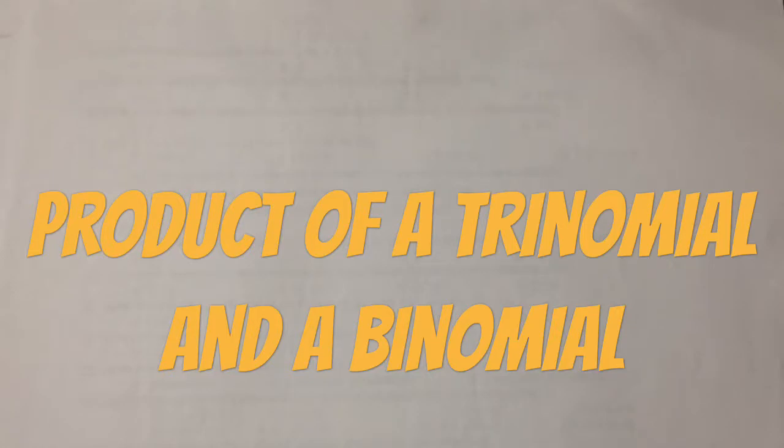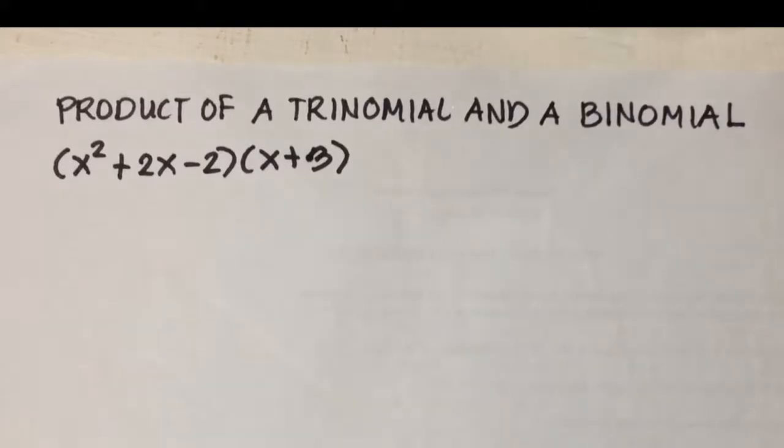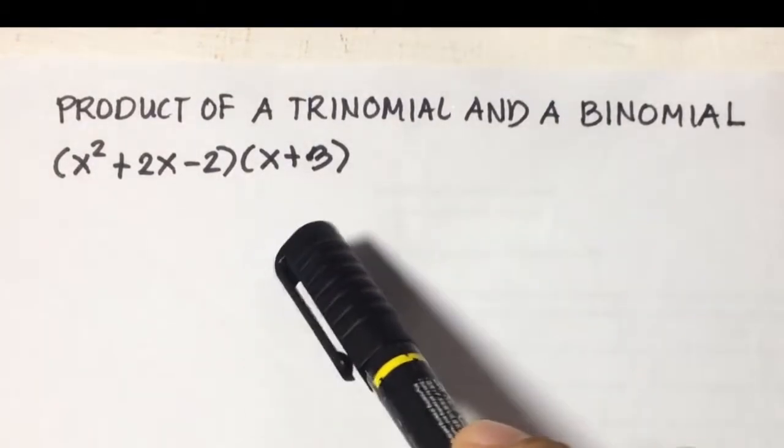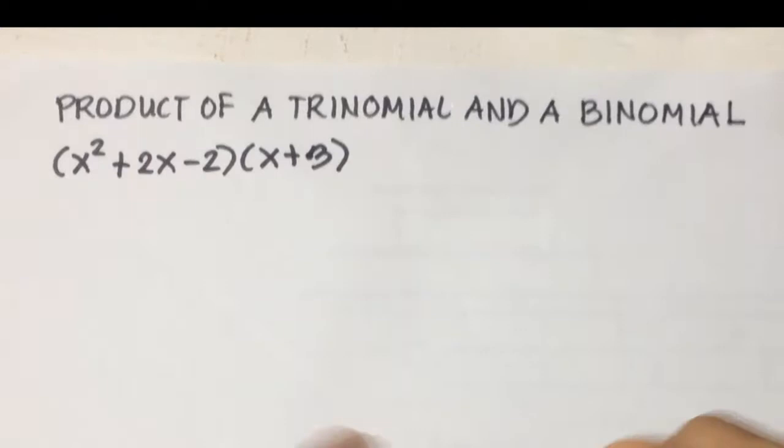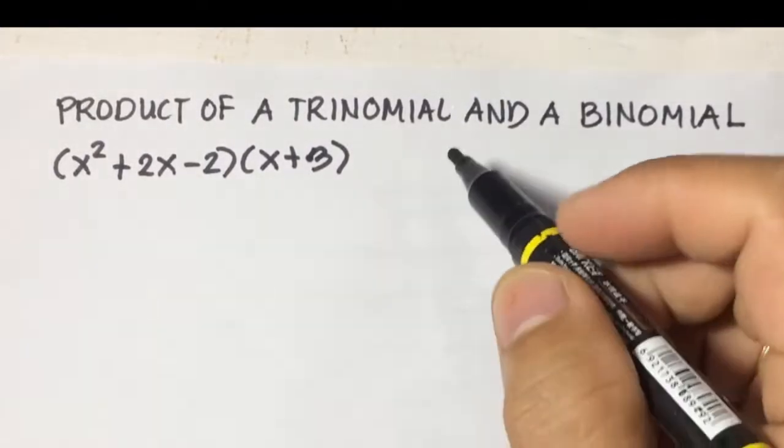Hi guys! So in this video I'm going to discuss the product of a trinomial and a binomial. Usually if we're going to multiply a trinomial and a binomial, the result has four terms. For example, in here, the quantity x squared plus 2x minus 2 times x plus 3.